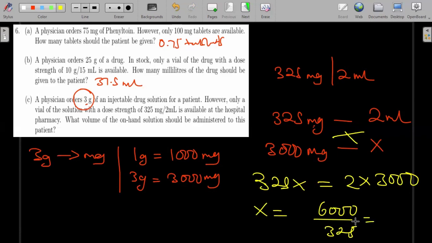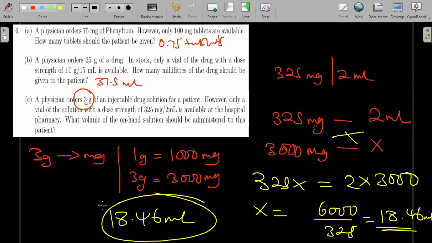When we punch this into the calculator, we get approximately 18.46 milliliters. So it means this patient, if there's 3 grams of a medicine, should be given approximately 18.46 milliliters of the solution. Okay, so we're done with question 6.